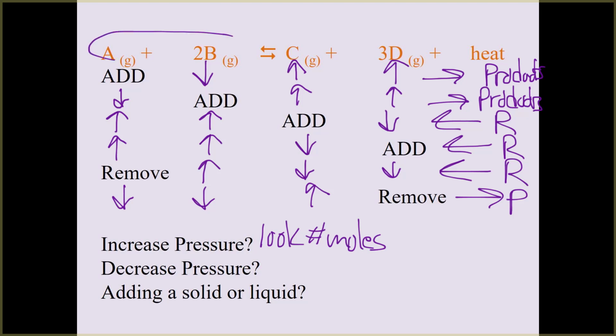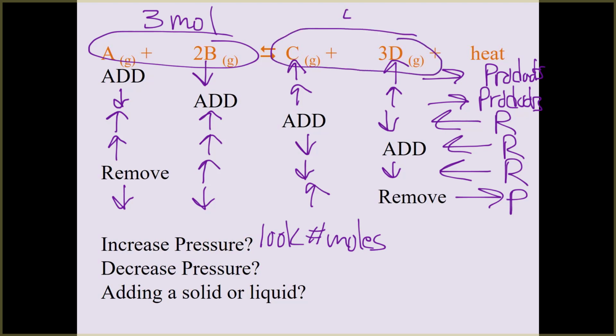So on this side, I have 3 moles. And these are all gases, so pressure would apply here. And on this side, I have 4 moles. If you increase the pressure, that means that your volume goes down. So the space is going to be really, really small. So which would fit better into a small space, 3 moles or 4 moles? And the answer is 3 moles.